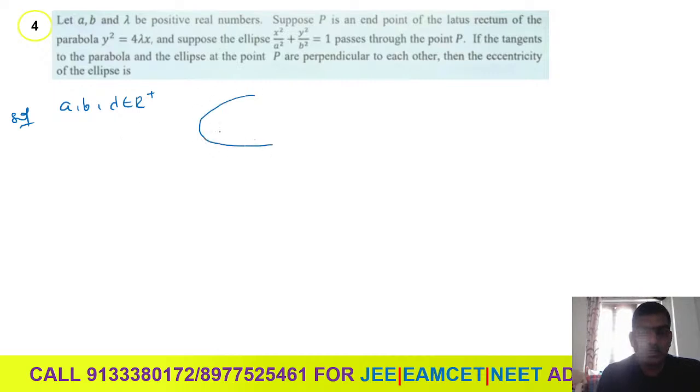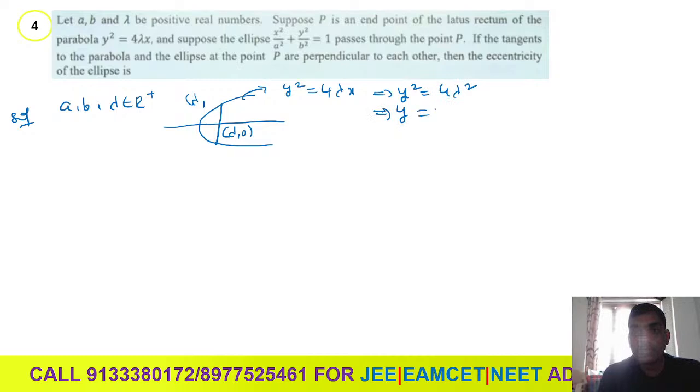So here the parabola is y square equal to 4 lambda x. Then the latus rectum passes through lambda comma 0. At x equal to lambda, y square equals 4 lambda square, so y is equal to 2 lambda. So the point is lambda comma 2 lambda. This is P.